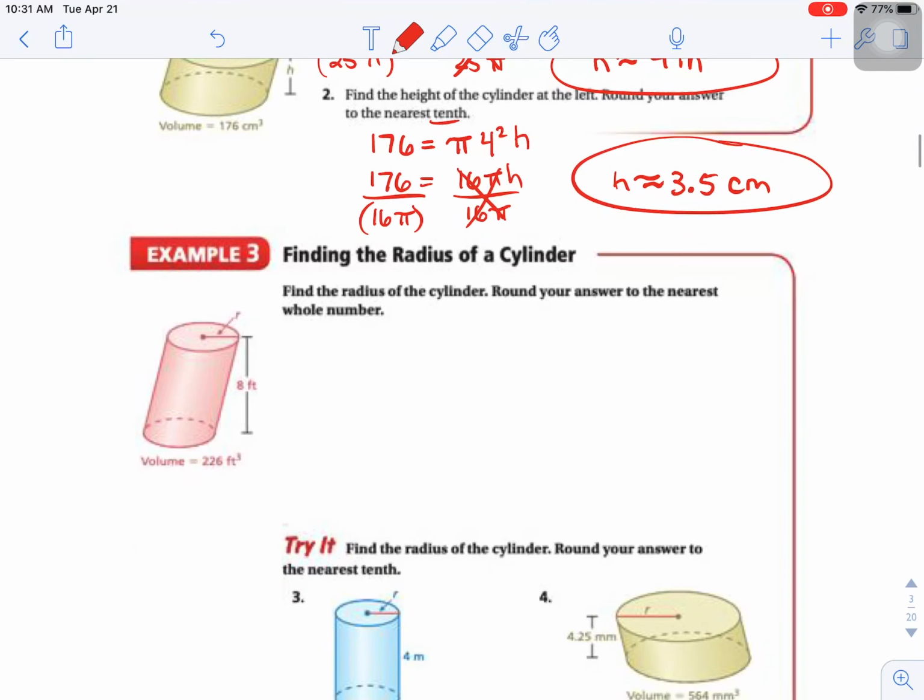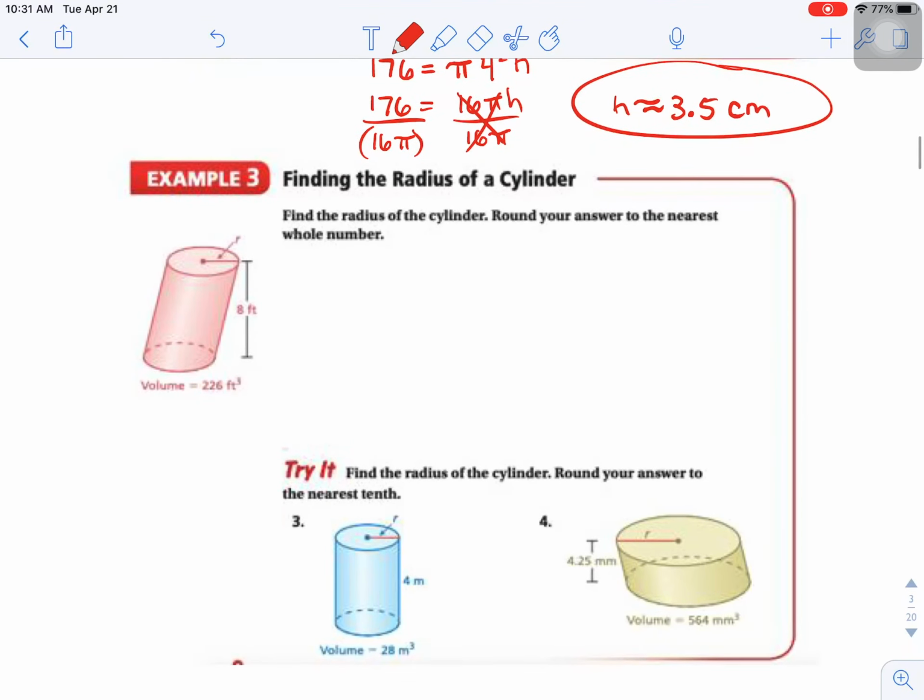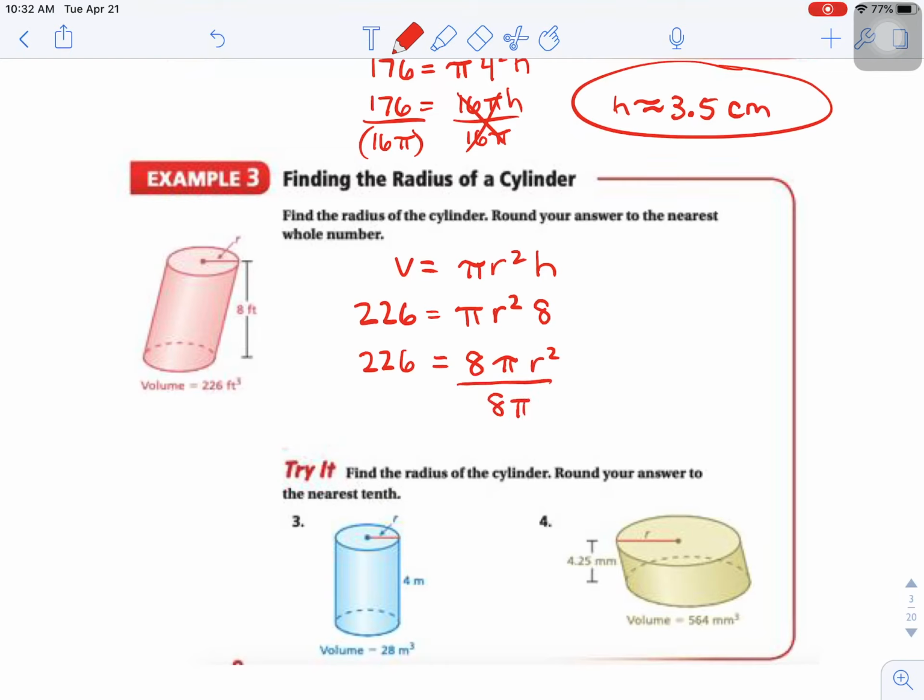Alright, same idea here for example 3, except now we are solving for the radius and they gave us the height. So again, my volume is pi r squared h. Volume was 226. I don't know the radius, but the height is 8. I'm just going to rewrite it so it looks a little nicer: 8 pi times r squared, right? So I'm going to divide by 8 pi.